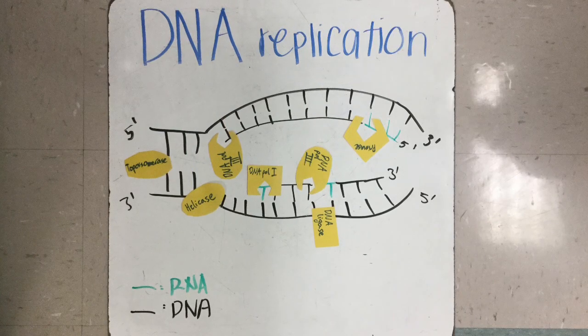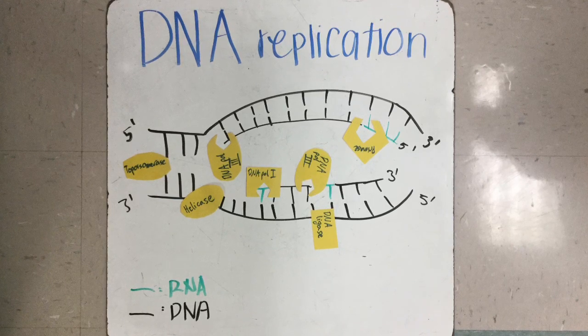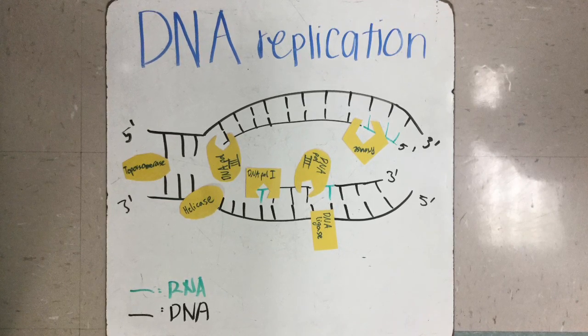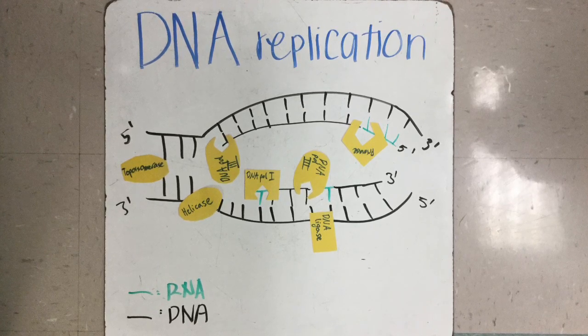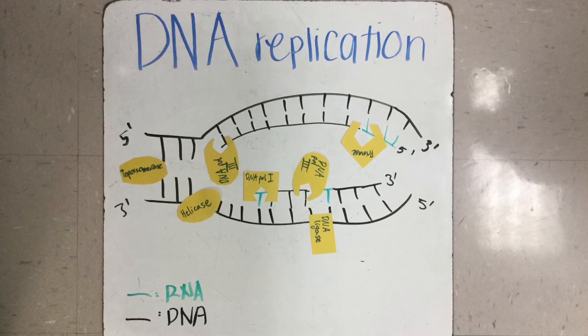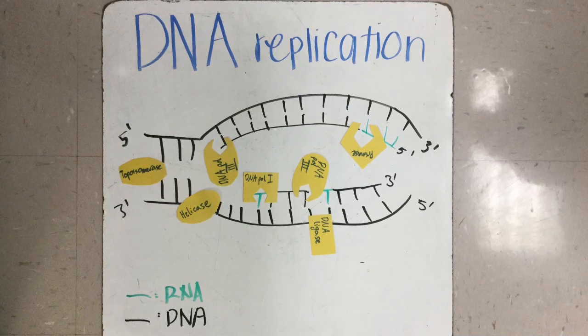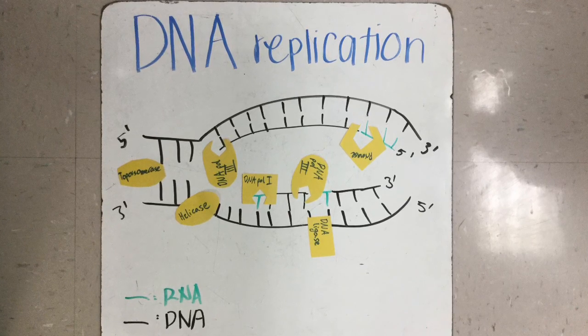Here is a representation of the replication complex of DNA. To start replication, helicase unwinds a section of DNA, called the origin of replication. It unzips the DNA, separating the strands, and primase adds an RNA primer to each strand. DNA polymerase III then adds DNA nucleotides to the new strand in the 5' to 3' direction.